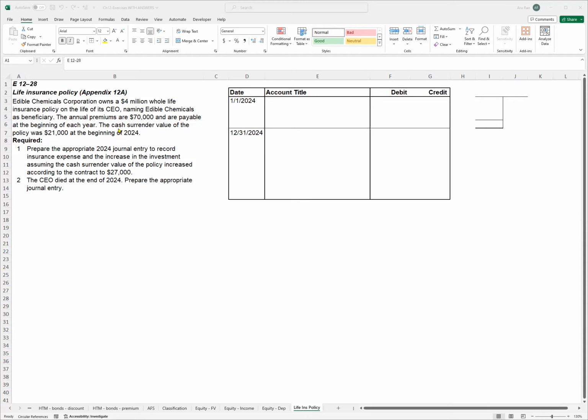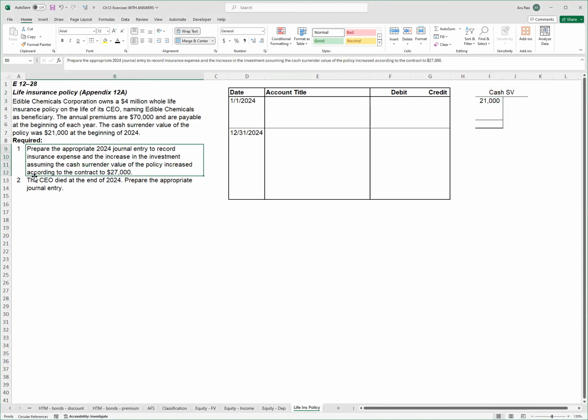So again, I told you cash surrender value is an investment account, which means it's an asset. So here I have a T account and I have cash surrender value. It has a beginning balance of 21. Since it's an asset, it has a debit balance of 21,000. They've asked us to do the journal entry for the first payment, the payment we make on the first of the year in 2024.